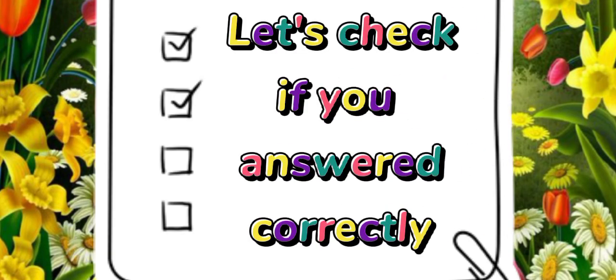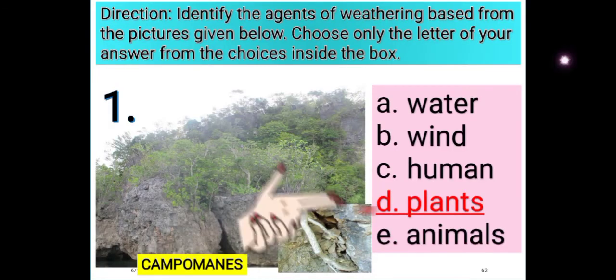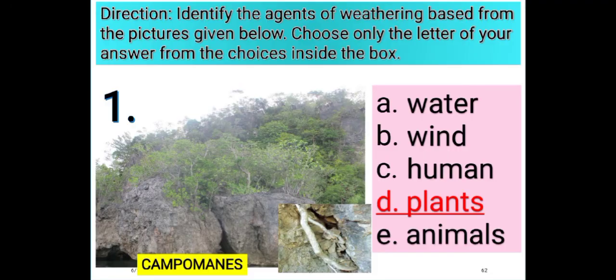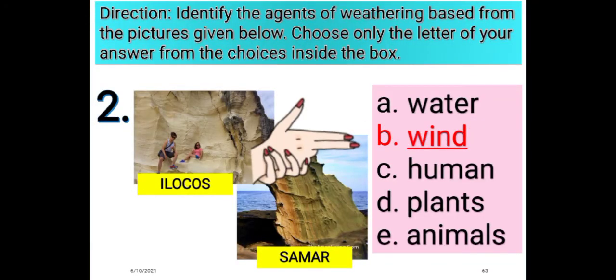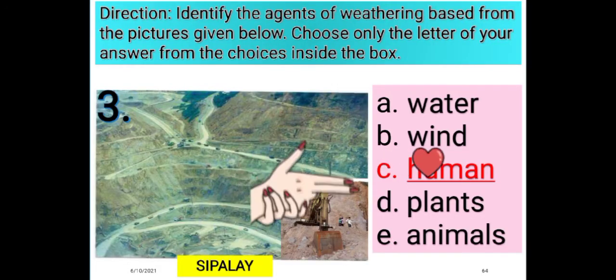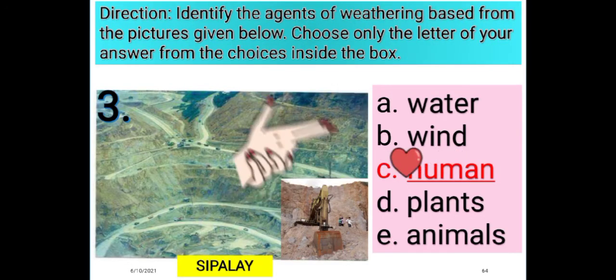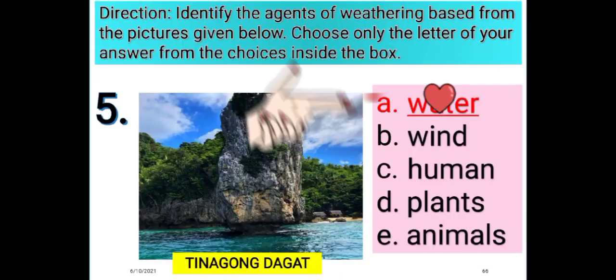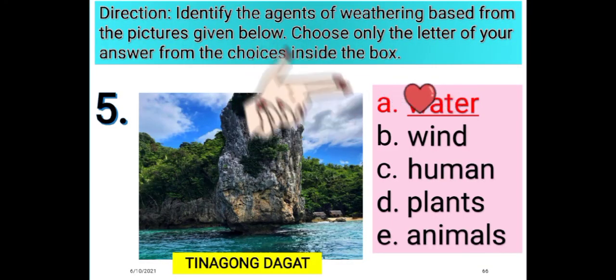So let's check if you answered it correctly. Number 1, D, plants. Number 2, B, wind. Number 3, C, human. Number 4, E, animals. And number 5, A, water.